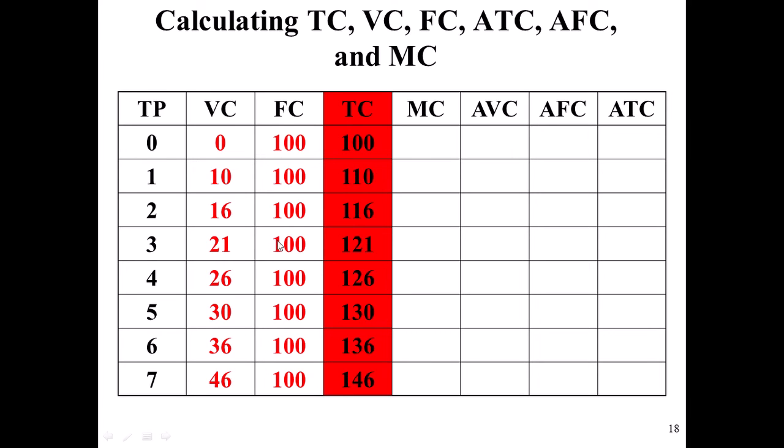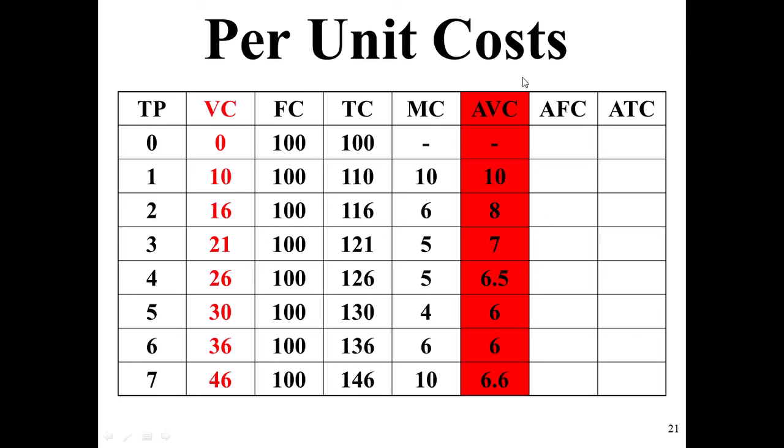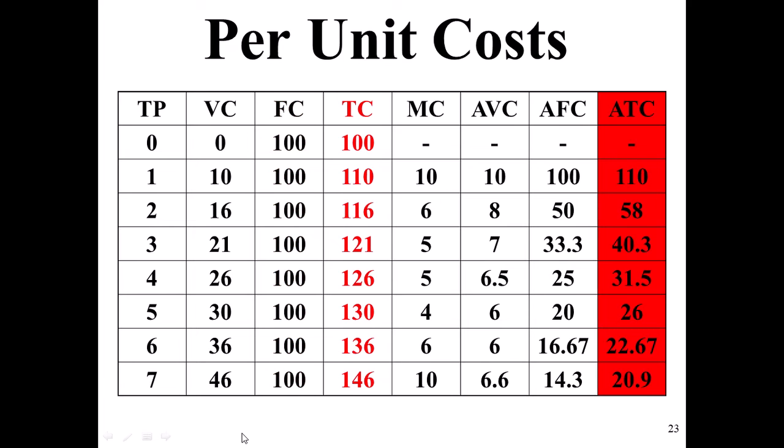Variable costs change because they're different resources, like raw materials, labor, stuff like that. Marginal cost is just how much more. From 0 to 1, it's 10. From 1 to 2, it's 6, and so on. Average variable cost is simply variable cost divided by the number. Average fixed cost, take 100 divided by 1 through 7. And then average total cost, you can either add these two columns together, or you can take the total cost and divide it by the number. There are 2 different ways to figure that out.